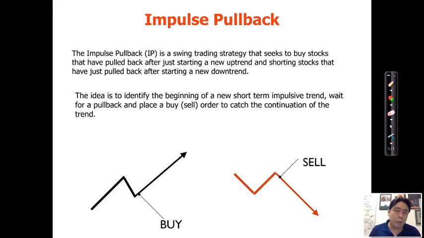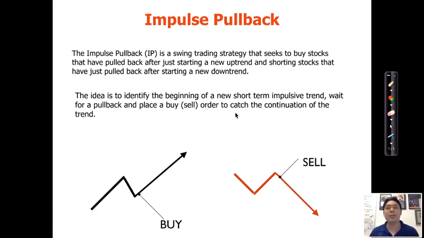Alright, hi guys. Welcome to this lesson on the impulse pullback swing trading system. This strategy seeks to buy stocks that have pulled back just after starting a new uptrend, and go short on stocks that have just pulled back after starting a new downtrend. The idea is to identify the beginning of a new short-term impulsive trend, wait for a pullback, and then place an entry order to catch the continuation of the trend.